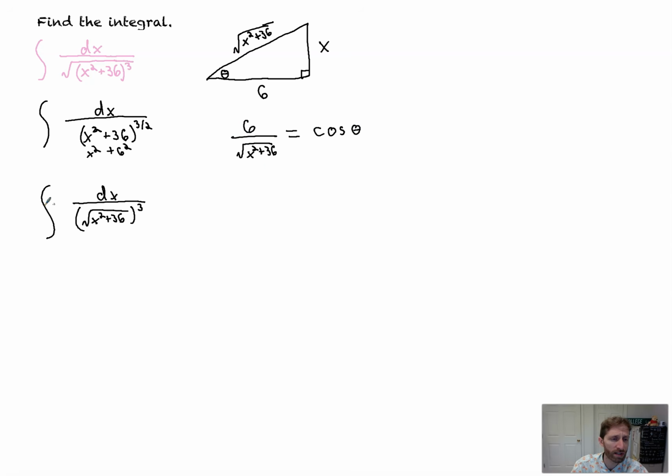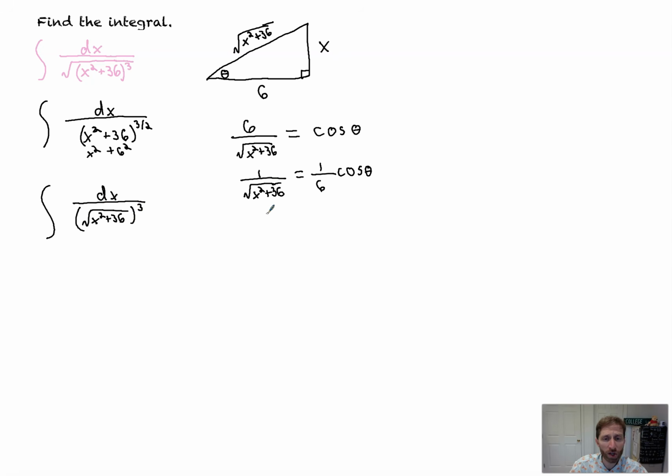So I could either put a 6 here and then a 1/6, but I got to cube both sides too because we're cubing it, right? So let's do this. Let's move the 6 over. We get root x squared plus 36. That's going to be equal to 1/6 cosine theta. But again, we're not quite there.